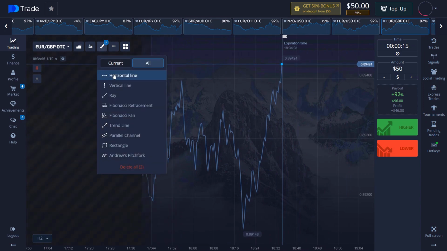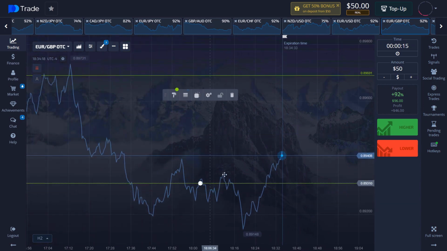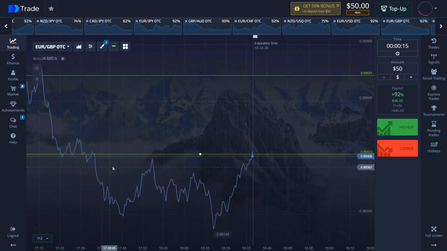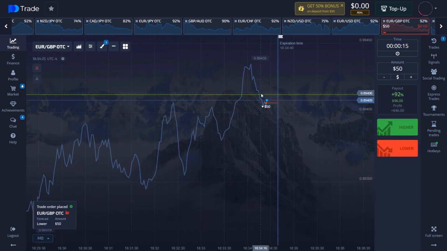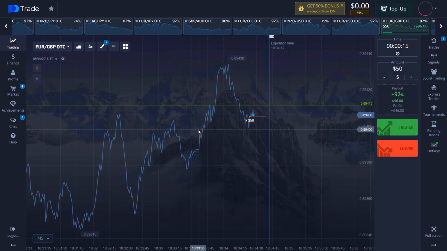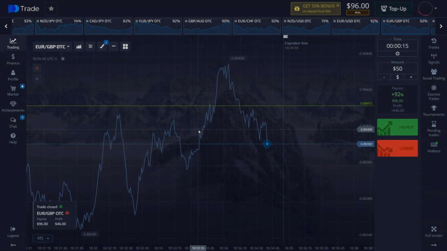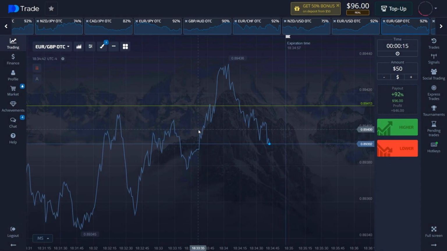Now we have found an excellent situation. First we correct the level, the price has approached this level, and we open a trade down and wait for the result. And so, friends, our first deal went into a good plus.